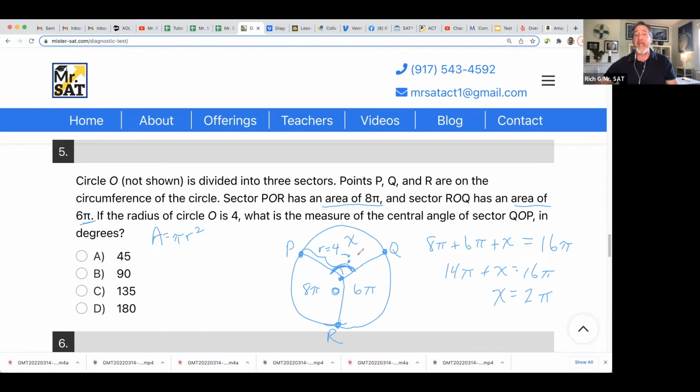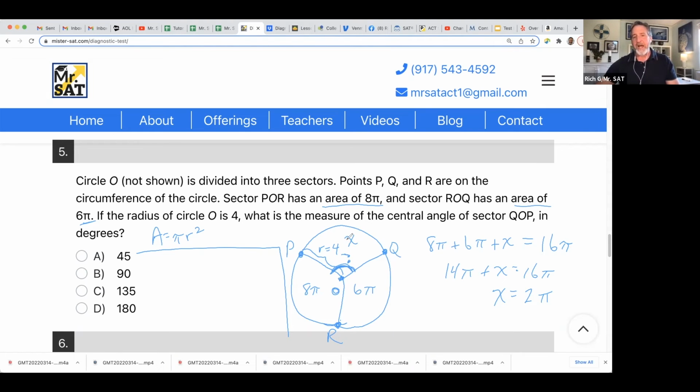Now it says, what is the measure of the central angle? Well, I have that the area is 2 pi. I need my angle. Now, how can I figure that out? So we're not done yet. Let me create a little space here. What I do know is that the proportion of this sector's area to the entire area is the same proportion of the angle of that sector to the entire circle's angle. So hold on to that for a second.